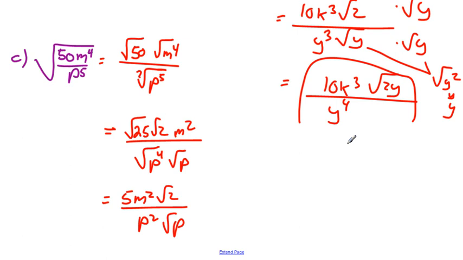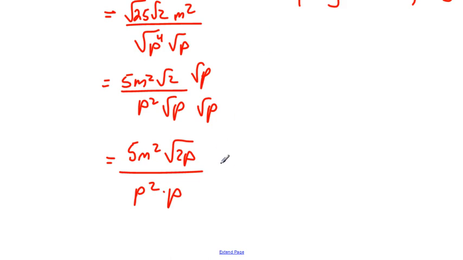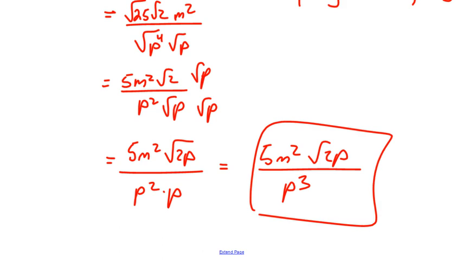And I guess we're done with this problem then. No, we're not done, right? We have a radical in the denominator. So we need to rationalize. So top and bottom by radical p. And then we finally get our answer as 5m squared square root of 2p all over p squared times p, which is just going to be p to the power 3 on the bottom. And I'll go ahead and write another line now. Pretty crazy and crunchy, if you ask me.